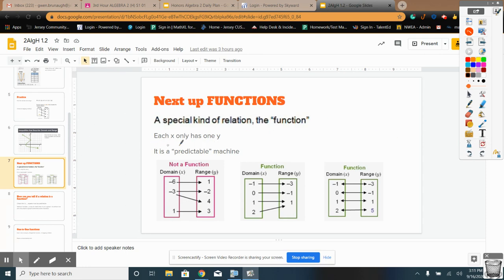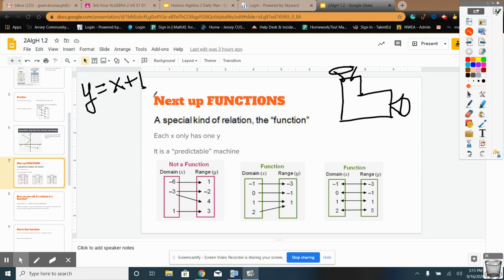But if each x only has one y, I call it a predictable machine. So what do I mean by a predictable machine? Well, all my machines will always look like this. We'll draw a lot of these this year. And let's talk about this function that I'm going to tell you, and it's y equals x plus 1. Okay, x plus 1 is a function.